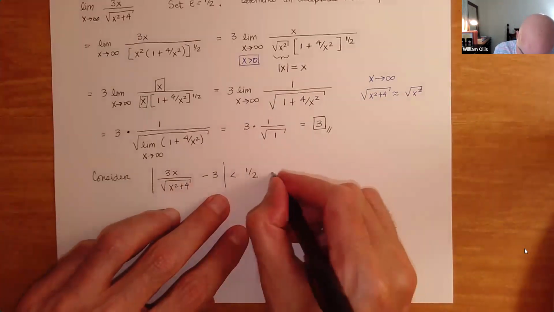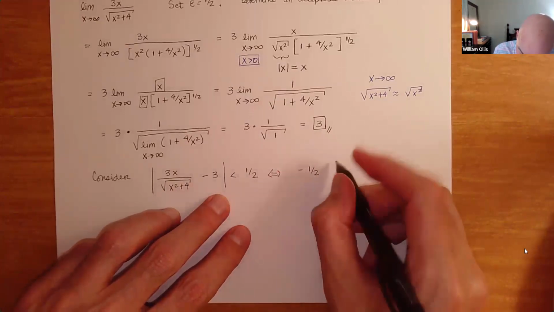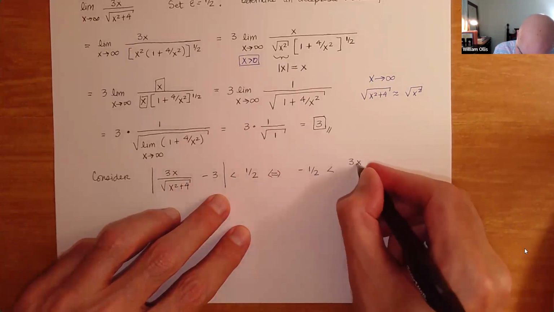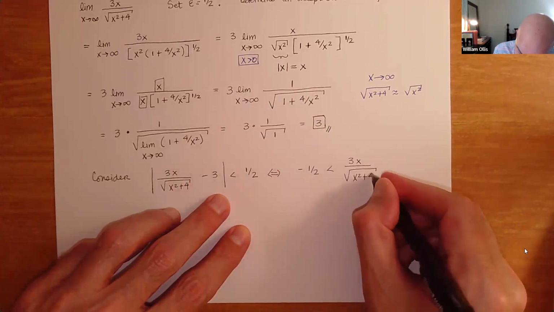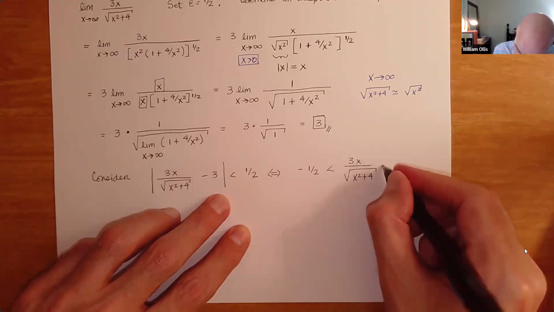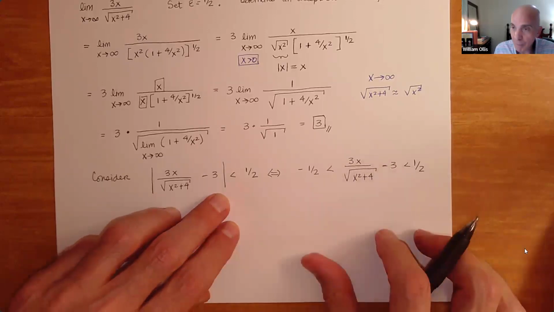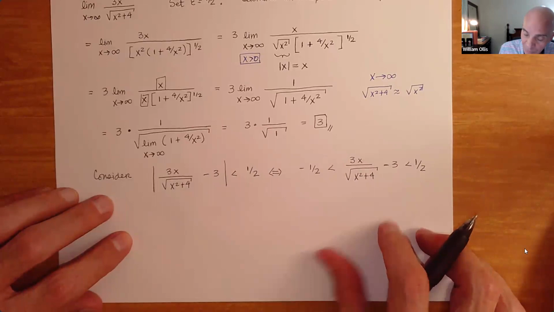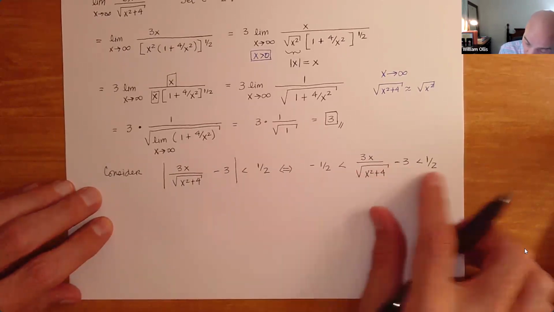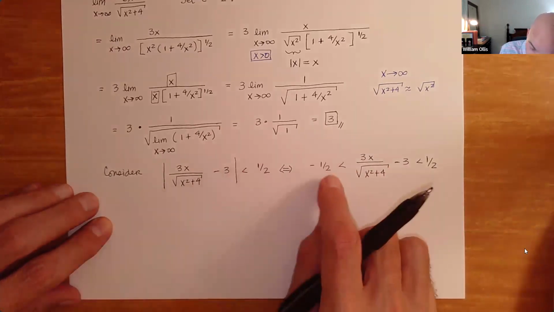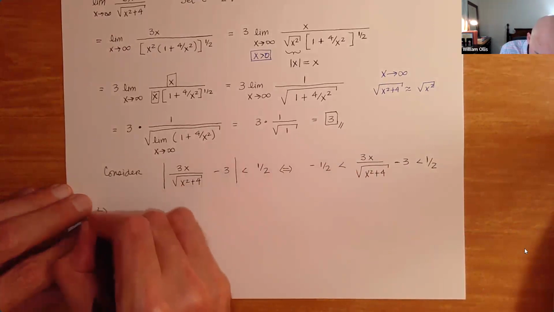So let's just use the definition of the conjunction. So we have -1/2 less than 3x divided by the square root of x squared plus 4 minus 3. And we'll just focus on the side of the inequality that will give us what we need. So we're going to need x to be bigger than some number, which will be specified by this inequality. So now, of course, we can add 3 to all of the sides here. So we have 3 plus the -1/2, which gives us 5/2.